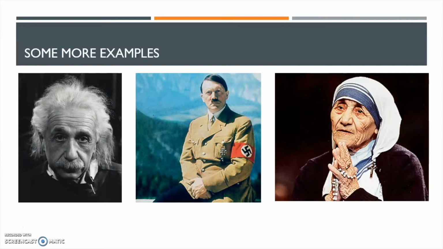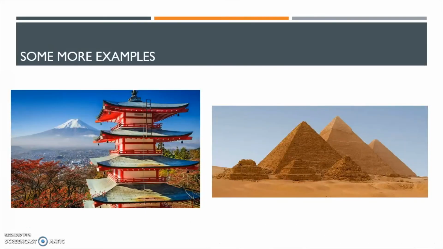Here are my examples. Albert Einstein was one of the most intelligent scientists. Hitler was one of the cruelest leaders. Mother Teresa was one of the most generous nuns. Again, you can try again with Japan and Egypt. Pause the video and try to write a one of the sentence.